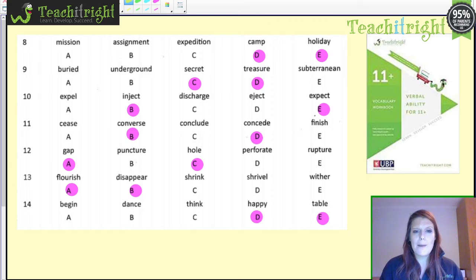Number 12, gap and hole. They're linked to each other and they are the odd ones out because the others mean to make a hole in something. They're verbs. To puncture, to perforate and to rupture. A rupture is more specifically like a type of tear.